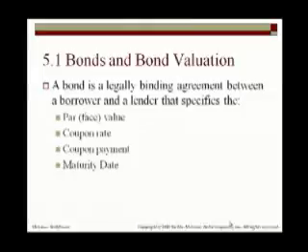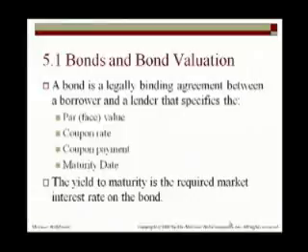And the maturity date is the date when this debt contract actually expires, and that's the point in time at which the par or face value is due. The yield to maturity is the rate of return that makes the present value of the coupon payments equal to the price of the bond.